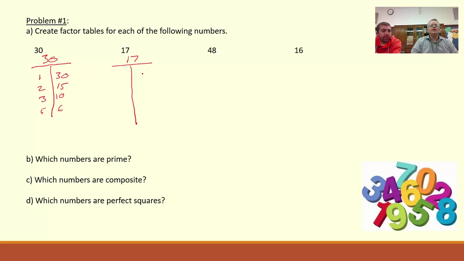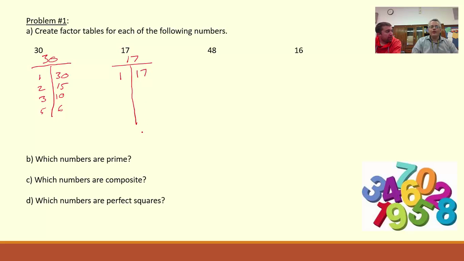All right, 17. 1 and 17. How about 2? I'm thinking that's it. You could try using your calculator: 17 divided by 2 gives a decimal, 17 divided by 3, decimal, 17 divided by 4. It turns out you can stop at the square root of the number.